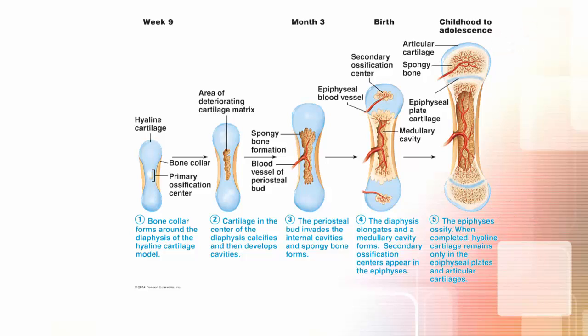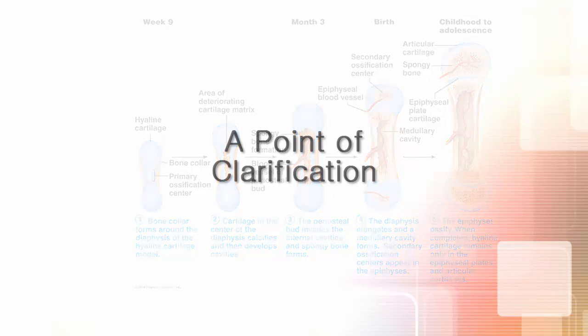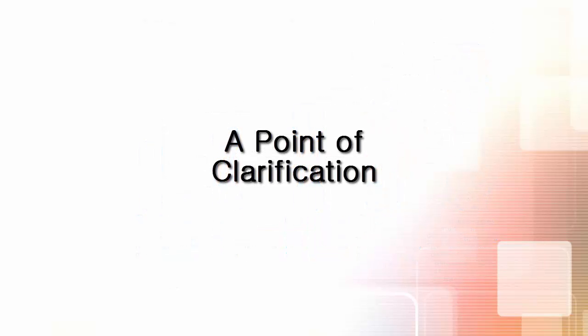I've taken a fairly complex process and simplified it for you. I've also highlighted the high points, so make sure you know those. Just a point of clarification on terminology. When we use the term chondroblast or osteoblast, we're referring to mitotically active cells. These are immature cells that are used to either lay down new cartilage or new bone.